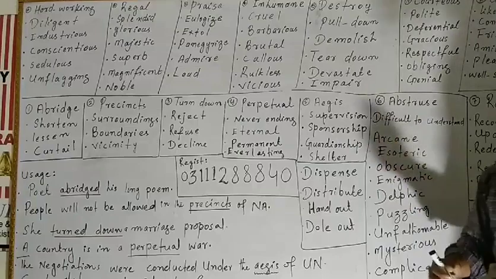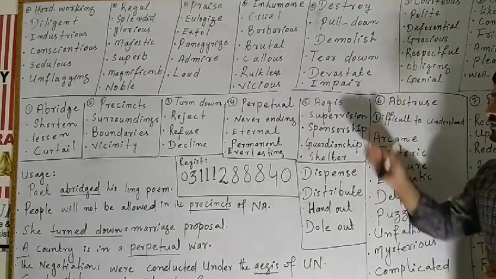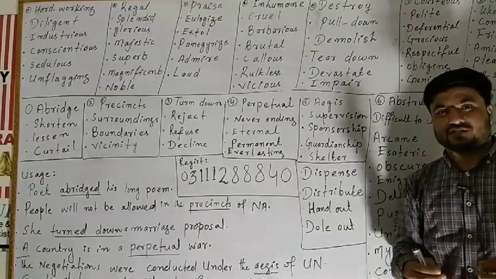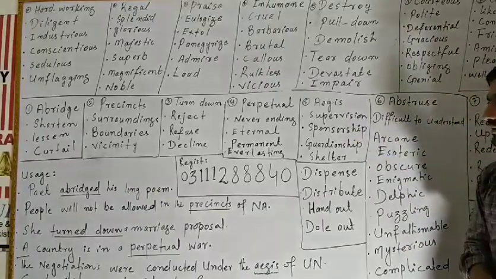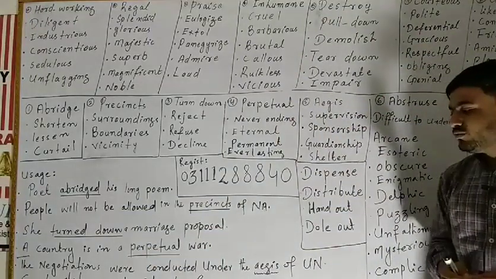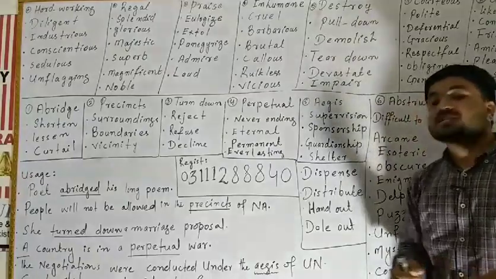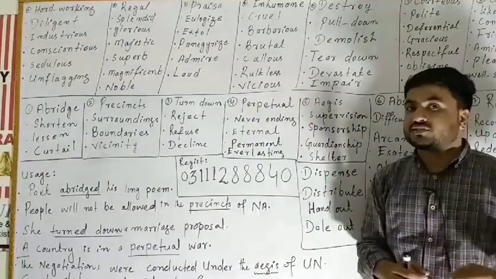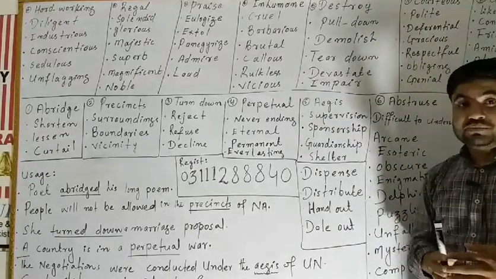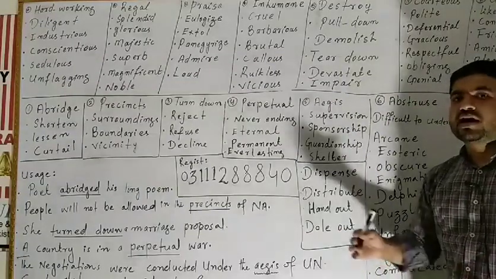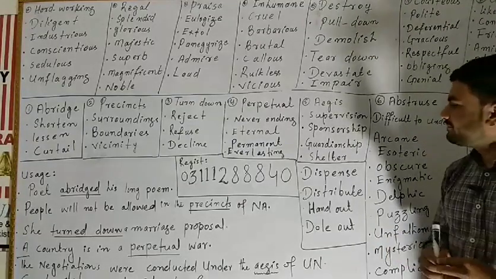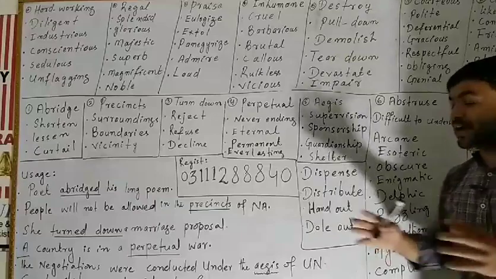Then we have a word aegis. Aegis means supervision, sponsorship, guardianship, shelter. We can take an example here. The negotiations were conducted under the aegis of the UN, United Nations Organization, under the aegis, supervision. I am pursuing my PhD degree under the aegis of my doctor, professor, etc. Guardianship.